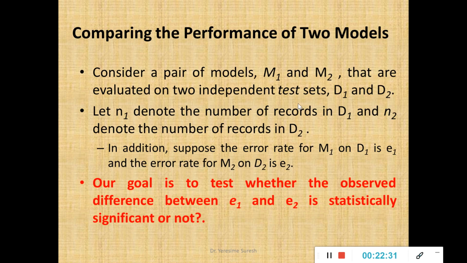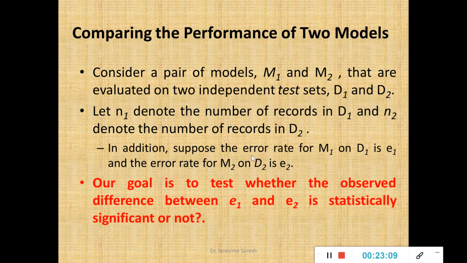In the next slide, we will see an example of how to differentiate the performance of two models. Consider a pair of models. Instead of MA and MB, I am taking M1 and M2 that have been evaluated on two independent test sets D1 and D2. Instead of saying number of records, I am saying D1 and D2, that means your data set. Let N1 denote the number of records in D1 and N2 denote the number of records in D2, with respect to model 1 and model 2 respectively.